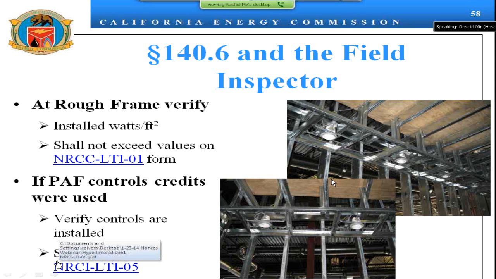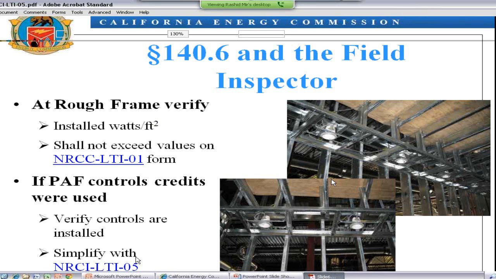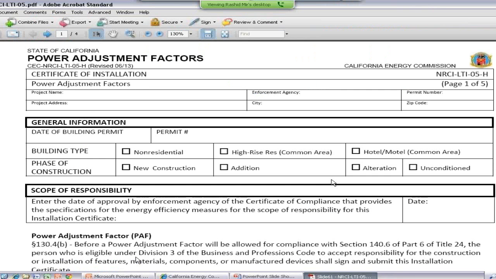Now, just inside the control credits, if they were used, if they identified specified controls to be installed to reduce the proposed watts per square foot, as the inspector, you want to verify that those controls are actually installed. You can defer, remember, we talked about earlier, the non-res certificate of installation, the LTI-5 form. This form is required when control credits are specified or modeled for credit to reduce the proposed watts per square foot. So with that said, if you wanted to refer to this form at final, you can do so.